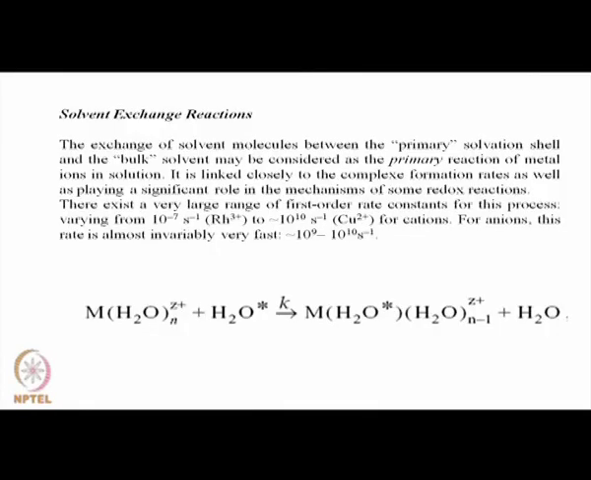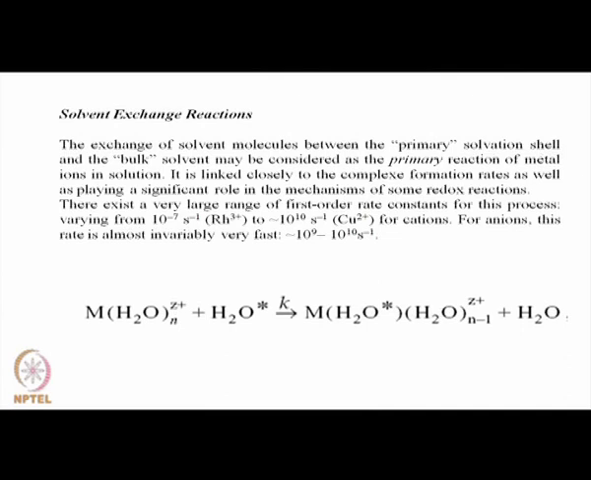But these redox reactions are considerably affected in the presence of solvated solvent molecules, that is, solvent molecules which are surrounding your metal ion. So, there exists a very large range of first order rate constants for this process, varying from 10 to the power minus 7 to 10 to the power 10 for cations, and for anions this is almost invariably very fast, that is 10 to the power 9 to 10 to the power 10 per second, close to diffusion limited.